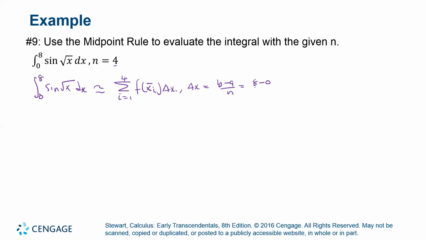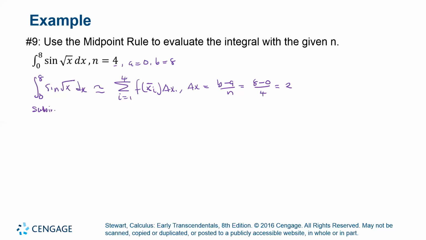So in this case, it's 8 minus 0 over 4, because here your a is 0 and your b is 8. So this is equal to 2. All right, so what are my sub-intervals?